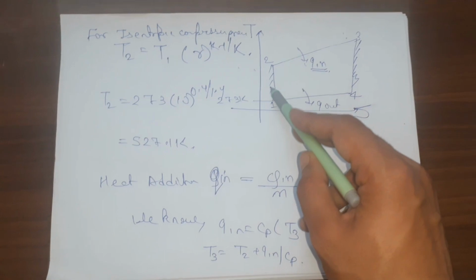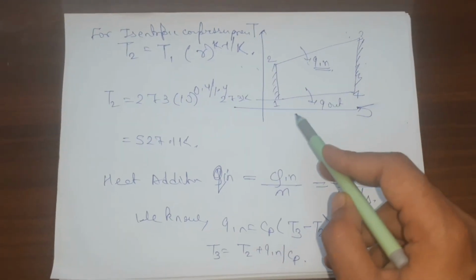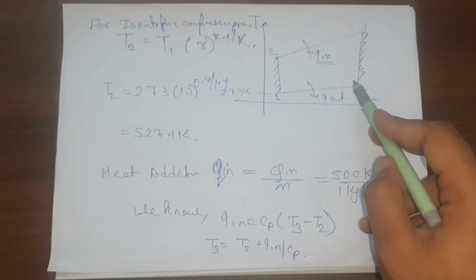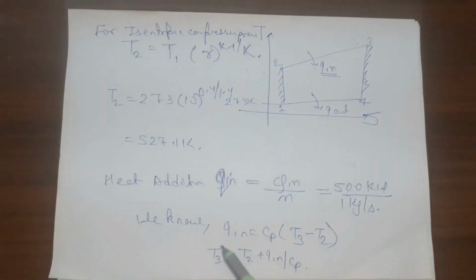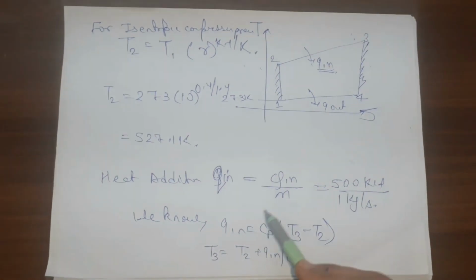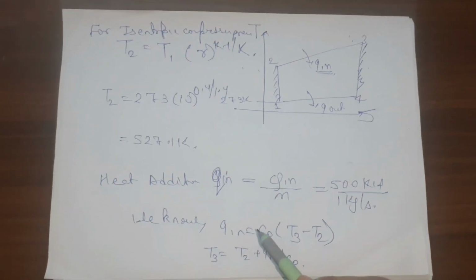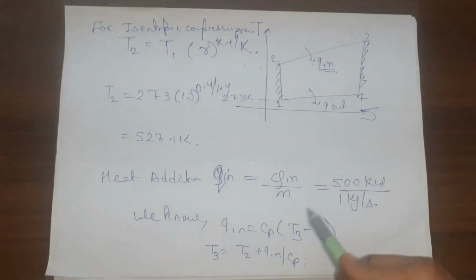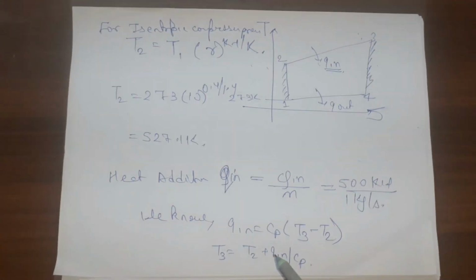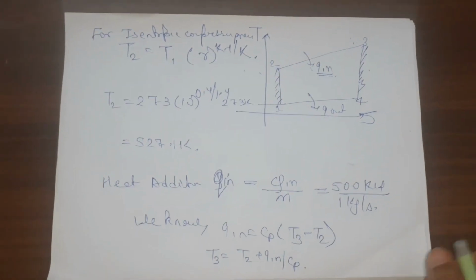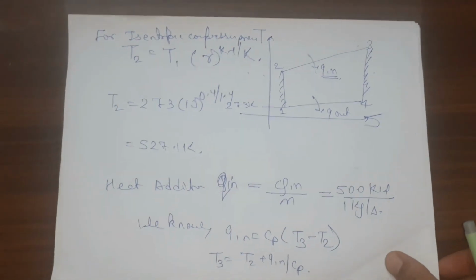As Q in for this process is 0, this is also 0. For this, Q out will be Cp into (T4 minus T1). So Q in will be Cp into (T3 minus T2). From here, Q in by Cp gives T3 minus T2, so T2 goes to the other side and Cp goes down. So T3 is equal to T2 plus Q in by Cp. This is how we will calculate T3.